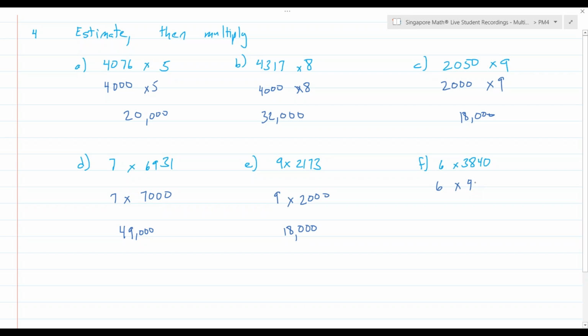3,840 is closer to 4,000 than it is to 3,000. So 6 times 4,000 is 24,000. And that's all they want us to do when they ask you to estimate the value of a multiplication problem. All right, so now you're going to work on exercise 11.